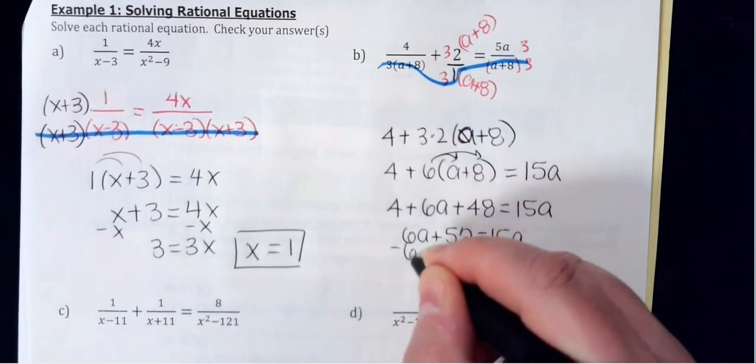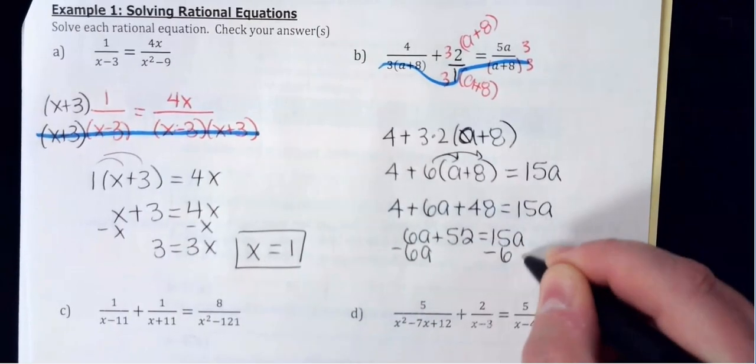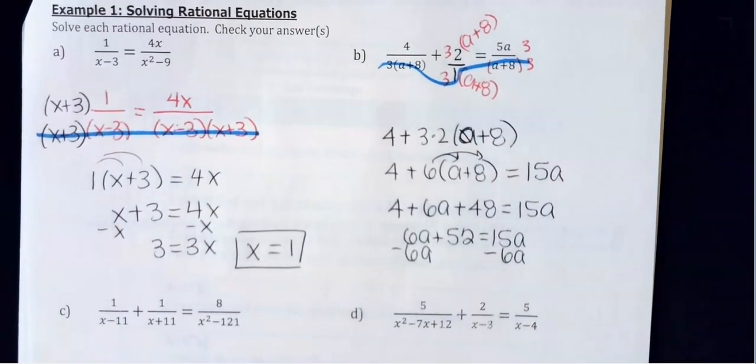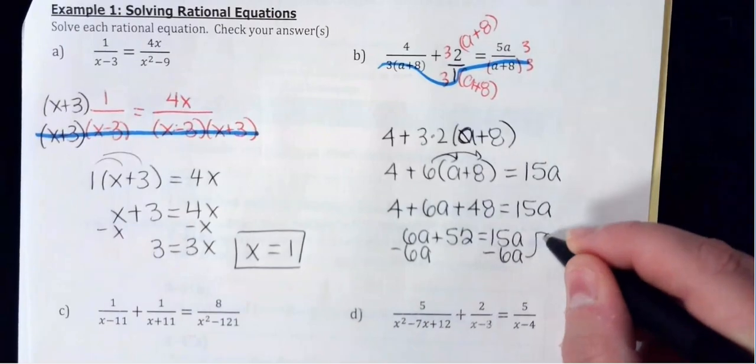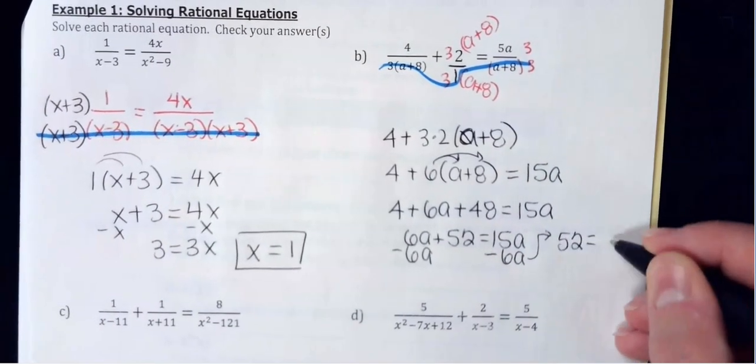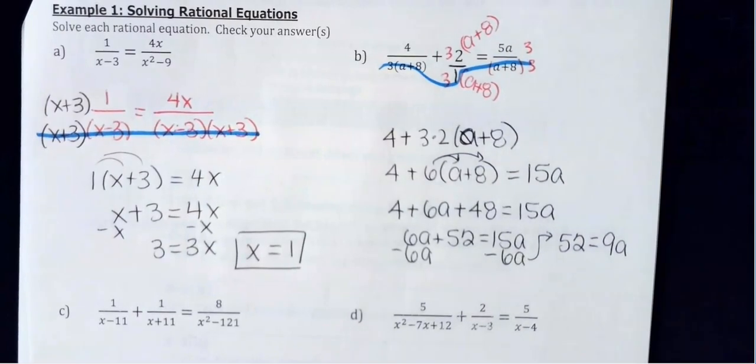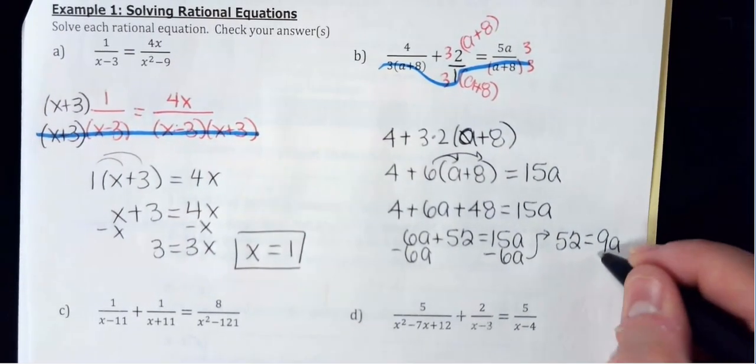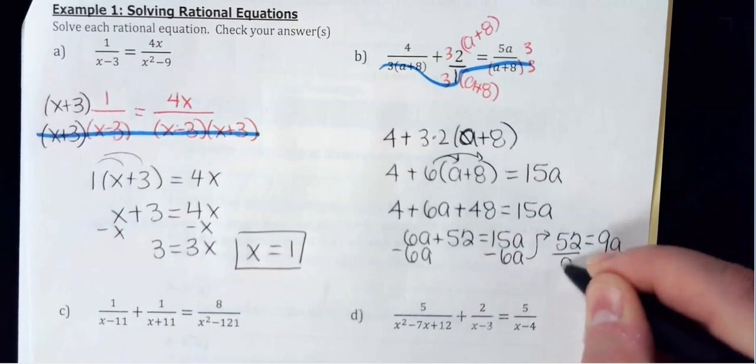Just going to move the 6a. It's positive, so I'm going to subtract it. This question doesn't end up having a nice answer. So you'd be left with 52. 15 minus 6 is 9. So I'd have 52 equals 9a. And 9 doesn't go into 52.